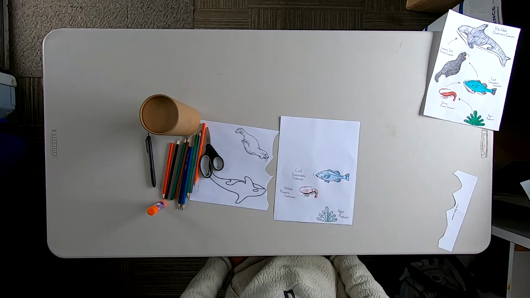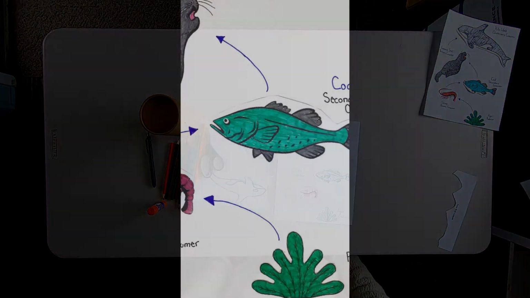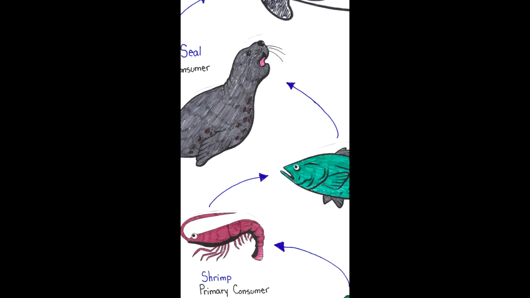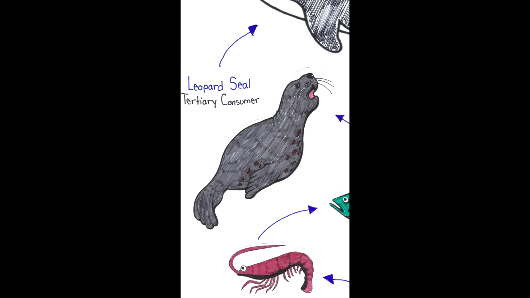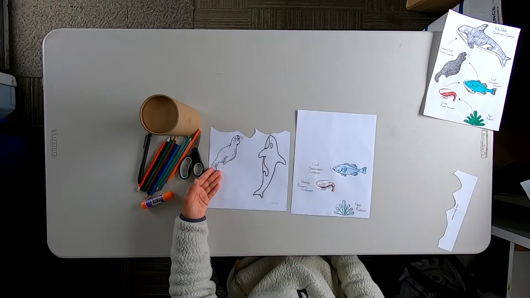Next, we have tertiary consumers. Tertiary consumers are usually at the top of the food chain. Tertiary consumers eat secondary consumers, and sometimes even primary consumers. Can you guess which marine animal is a tertiary consumer? It's going to be our leopard seal.